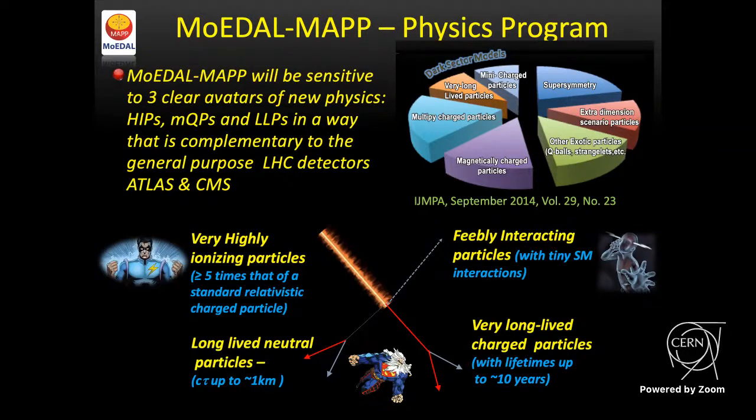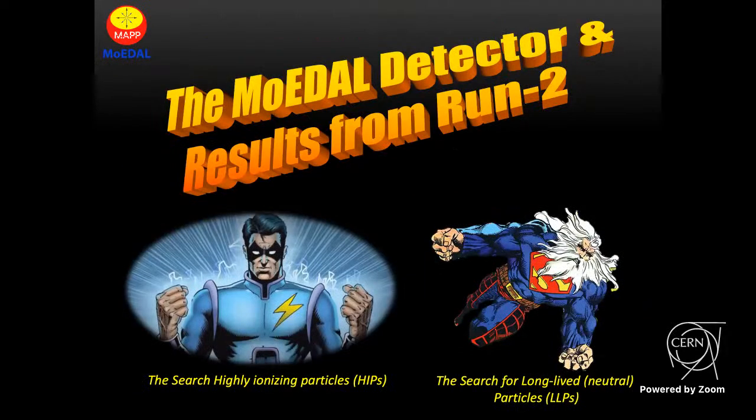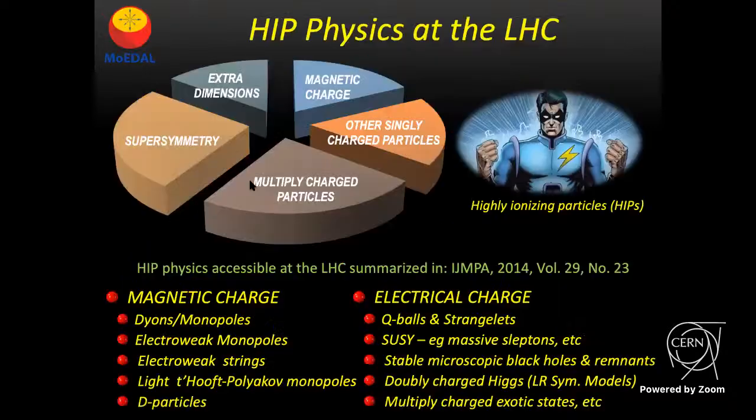So we'll start with the MoEDAL detector and results from Run 2. Here we particularly search for highly ionizing particles, but you also have a little window onto the search for long-lived neutral particles in supersymmetry. So the HIP physics here, of course, involves extra dimensions, supersymmetry, magnetic charge, other singly charged particles, multiply charged particles. What we're looking for is highly ionizing particles.